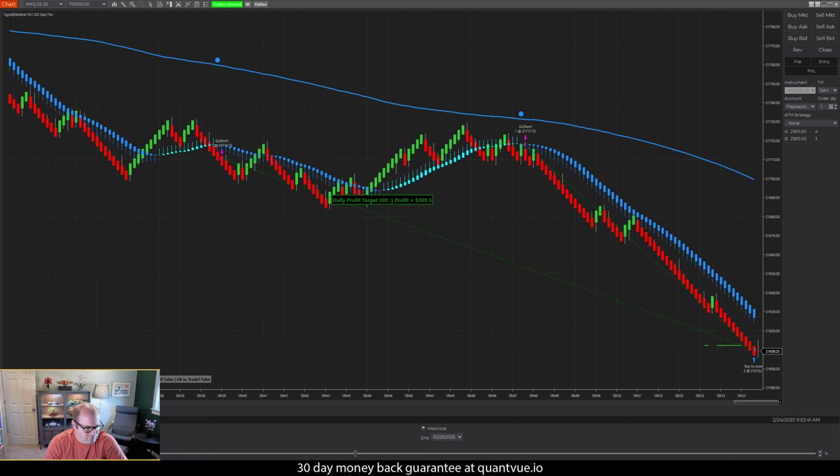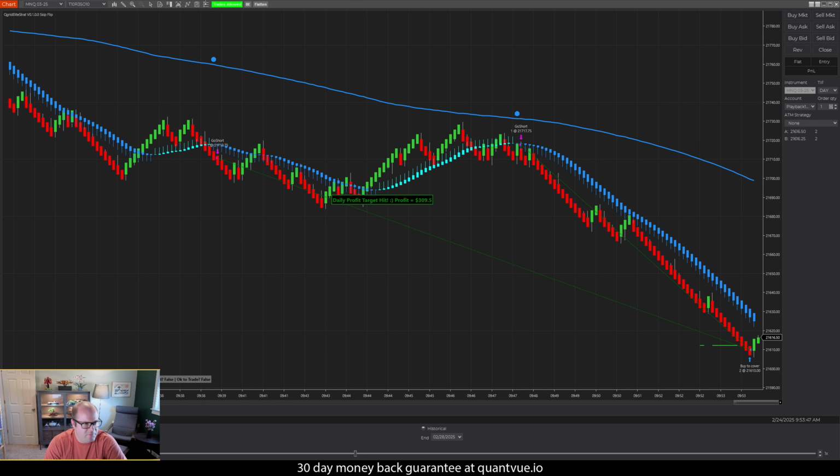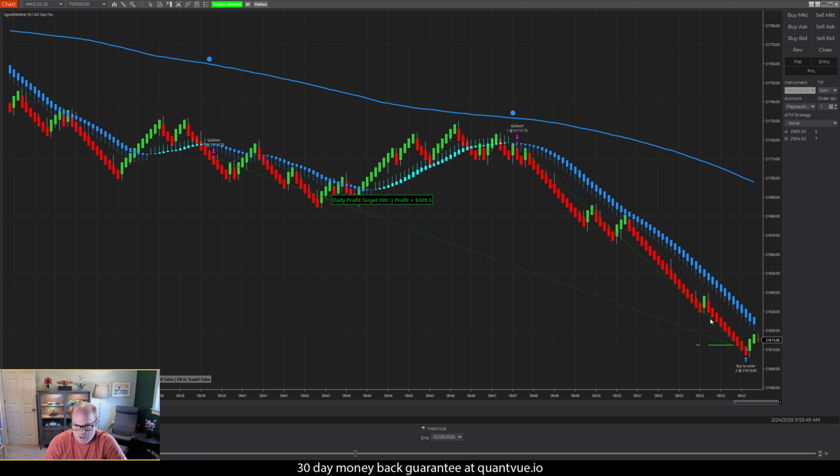If you watch it and it touches it and ticks off of it, you can close it yourself with that flatten button if you want. So, that's skip flip.